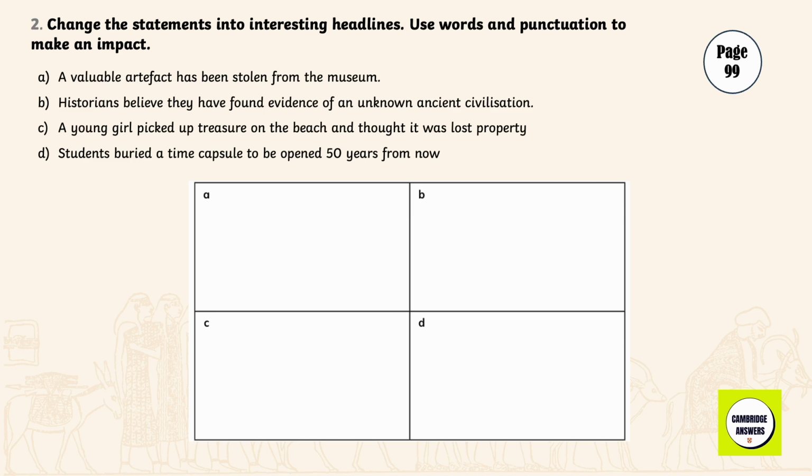Change the statements into interesting headlines. Use words and punctuation to make an impact. A valuable artifact has been stolen from the museum. Priceless artifact stolen from the museum. Historians believe they have found evidence of an unknown ancient civilization. Archaeologists uncover lost ancient civilization.